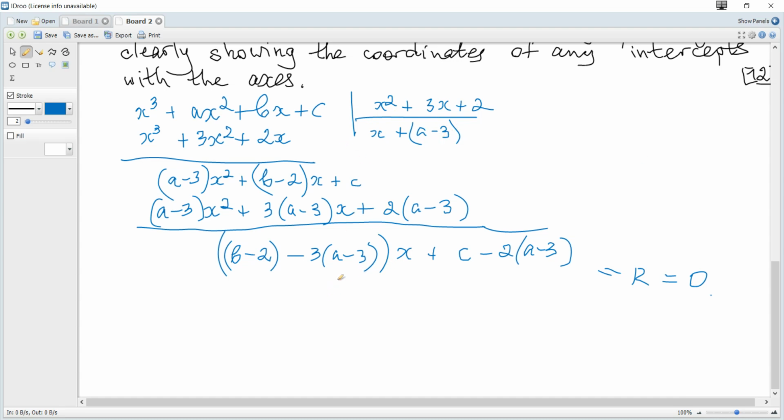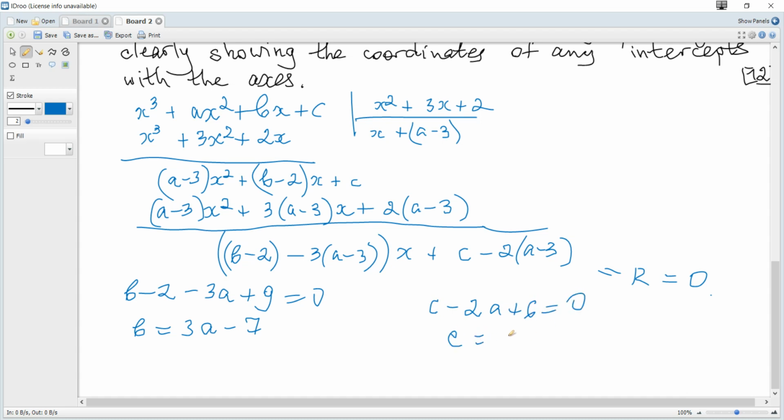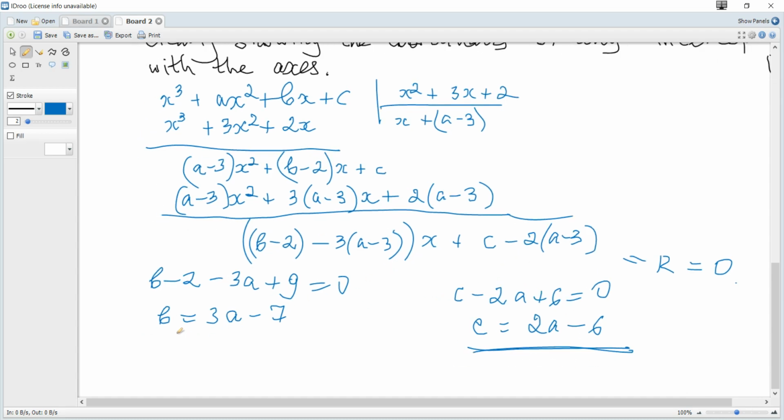And since it must be 0, it can be 0 when this coefficient in front of x is 0, so b minus 2 minus 3a plus 9 should be 0, and b is 3a minus 7, and also here c minus 2a plus 6 should be 0, so c is 2a minus 6. And it's the required relation.